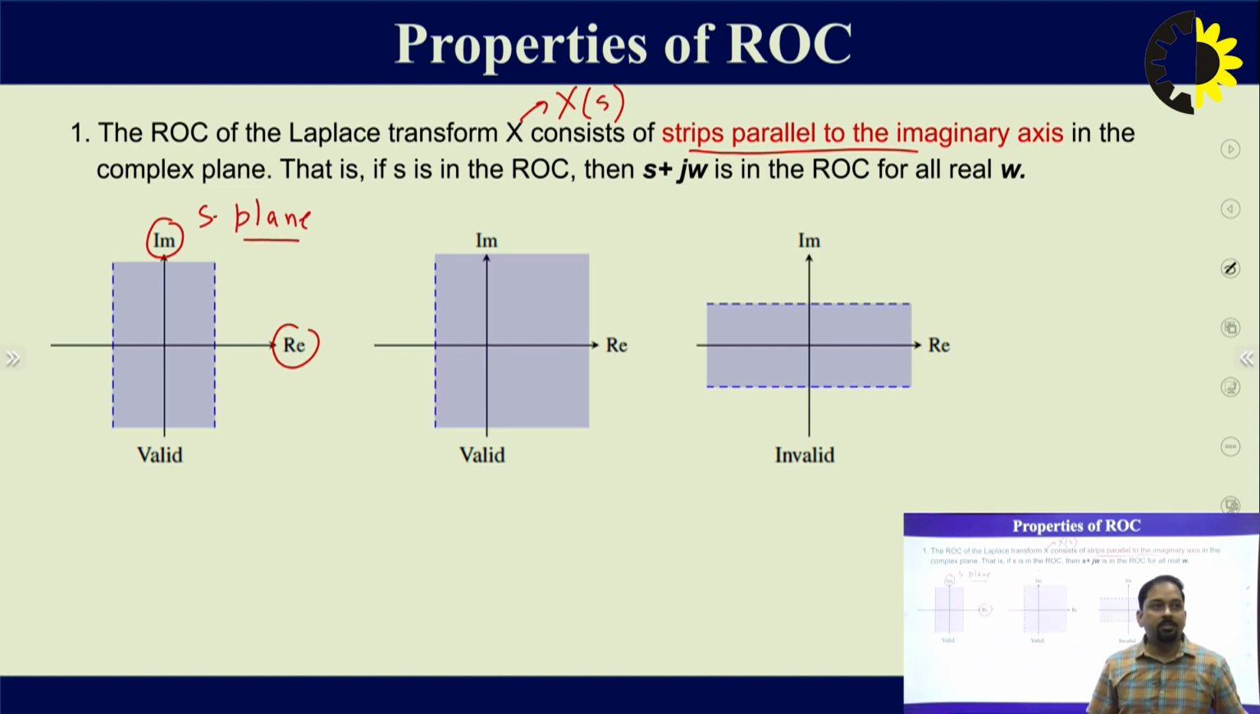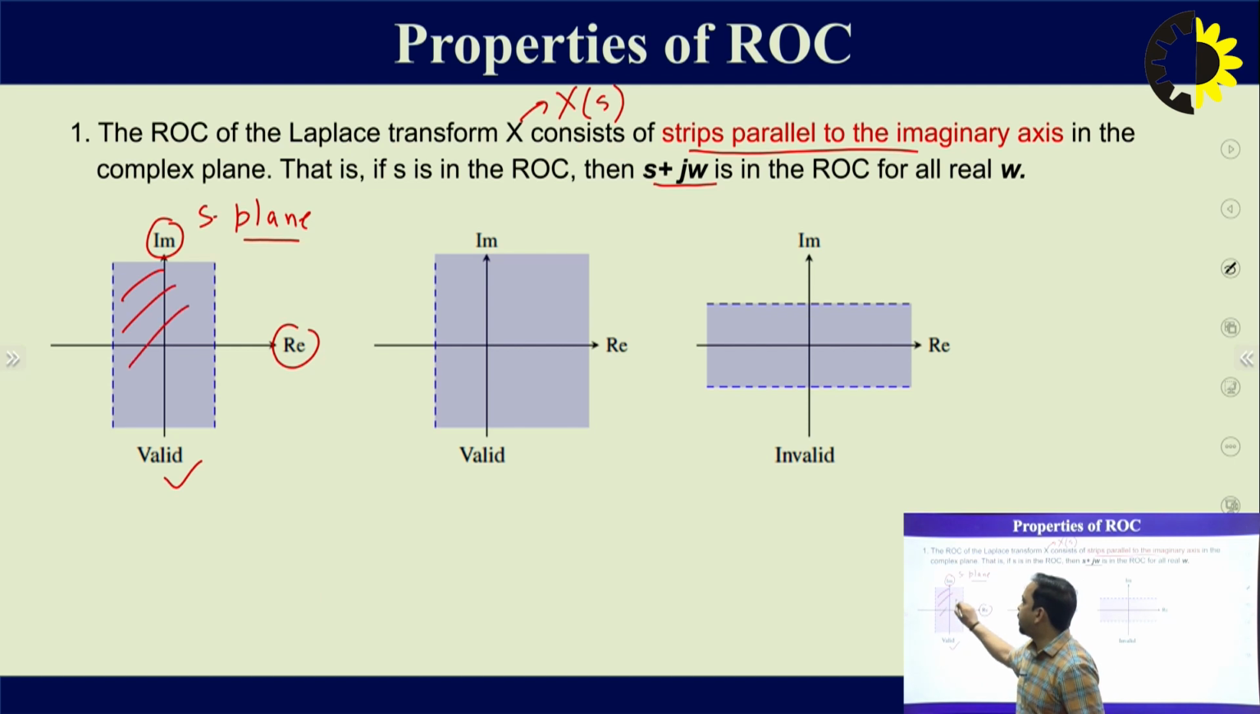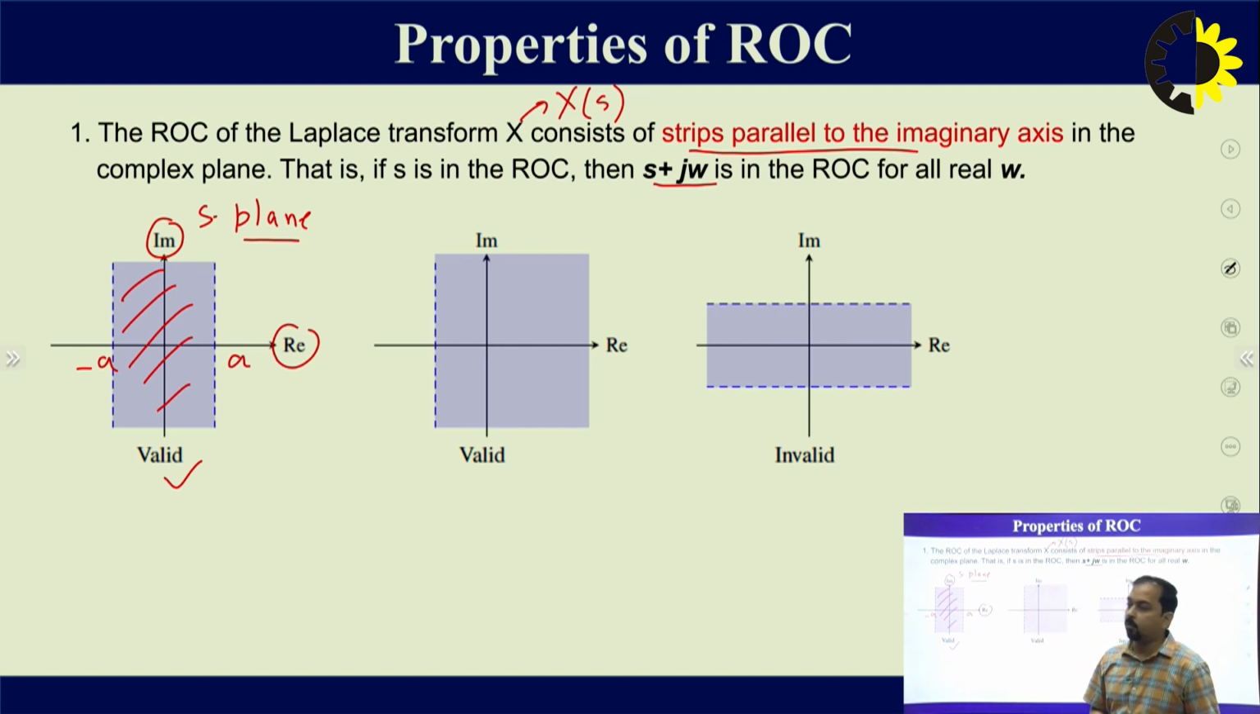If s is in the ROC, then s plus j omega is in the ROC for real omega. This is a valid ROC. We will see later on that this particular region, somewhere between minus A and A, is a part of the ROC. Similarly, this is also an ROC, which is to the right. We will see the property later on.